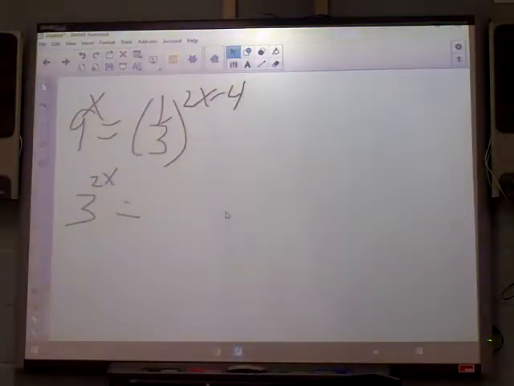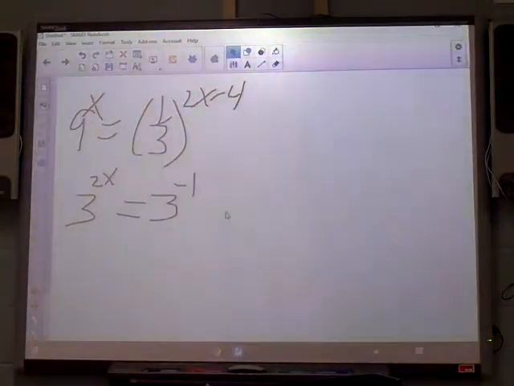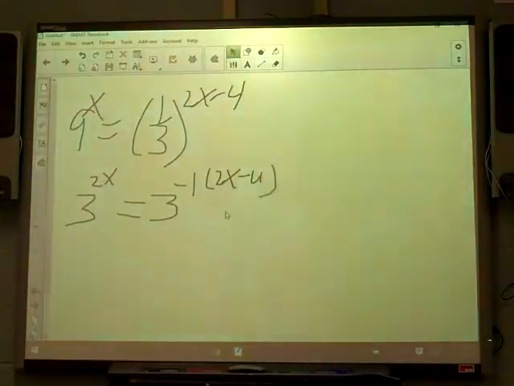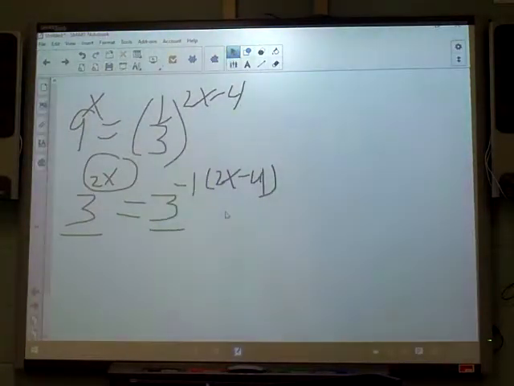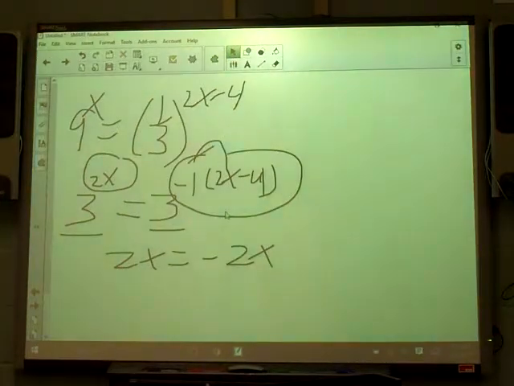The 1/3, go ahead. Okay, never mind. 1/3's got the 3, so I don't want a power other than 1, but I need to flip it. To flip a fraction, it's got to be a negative power. So I got a -1, and then there's already a 2x minus 4 up there. So now we got 3 and 3. So just set those equal to each other. 2x, I'm going to go ahead and distribute that -1 over there. -2x plus 4.